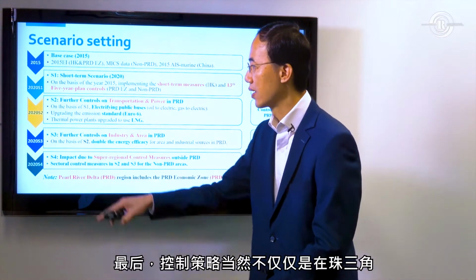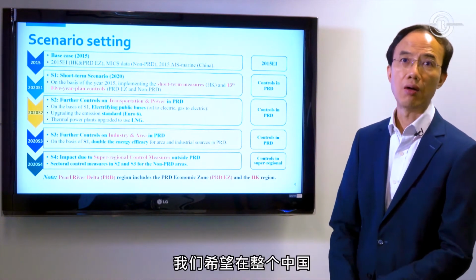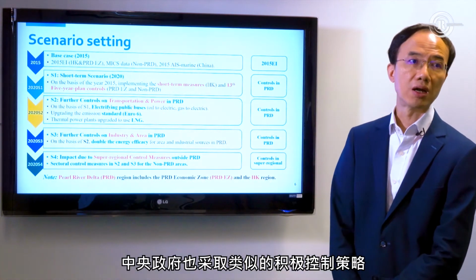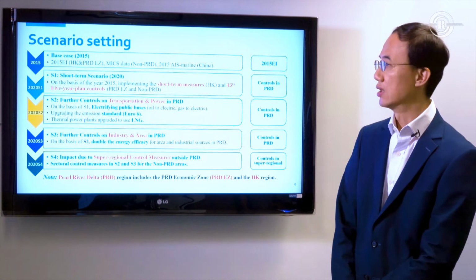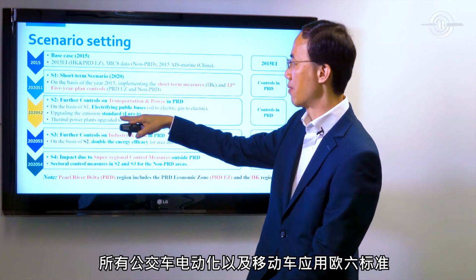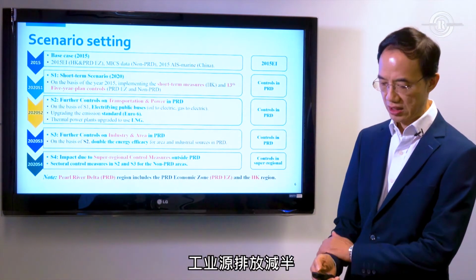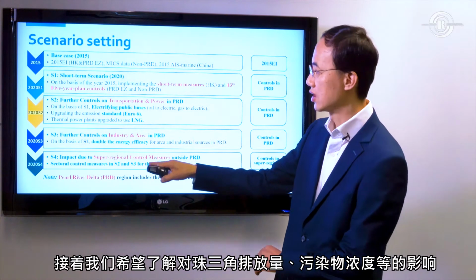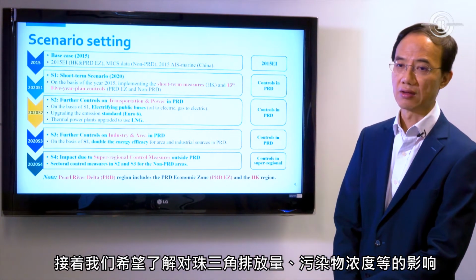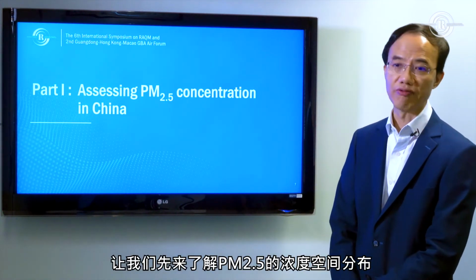And lastly, of course, the control strategy is not only in PRD. We are hoping that the whole of China also adopts a similar aggressive control strategy, with all the buses electrified, cars becoming Euro 6 standard, and all the industry having half the emissions. Then we want to study what the impact on the PRD is, on their emissions and their concentrations. So first, let us look at the PM2.5 concentration.